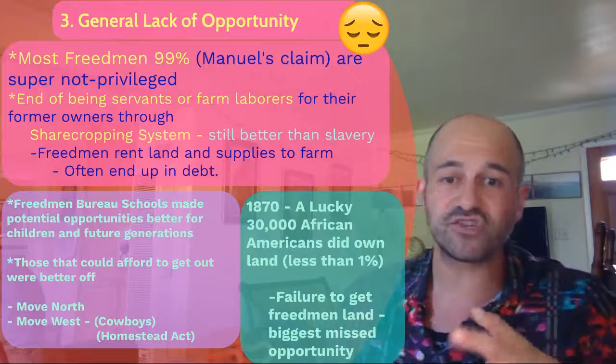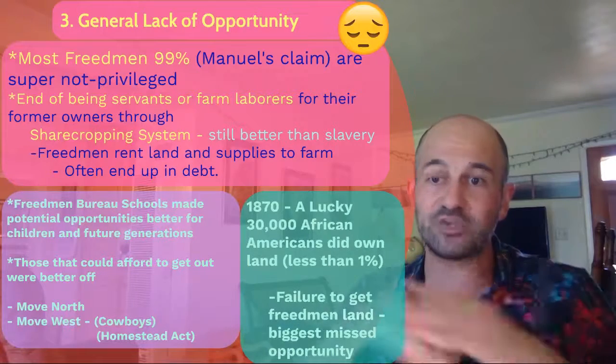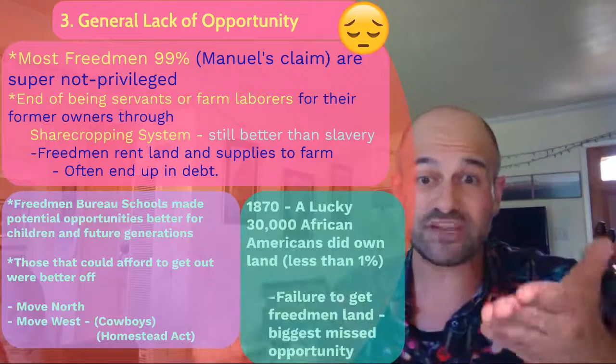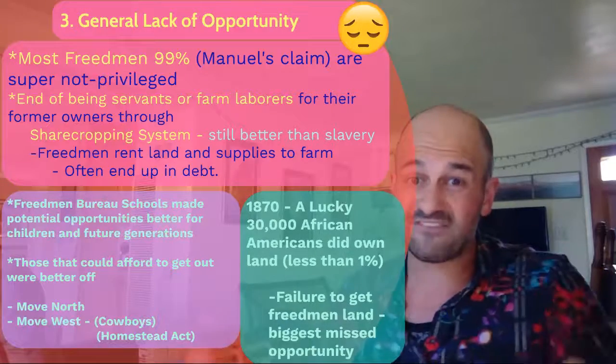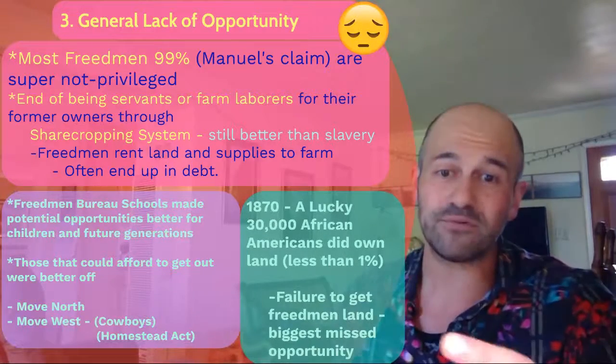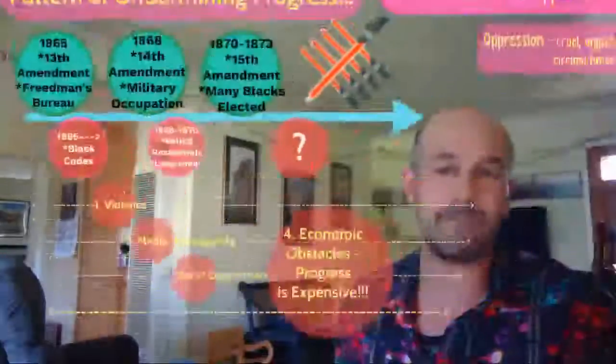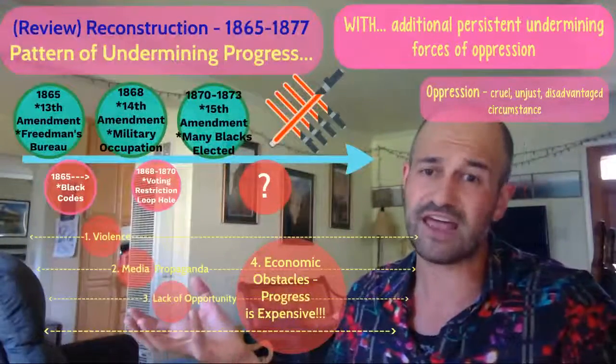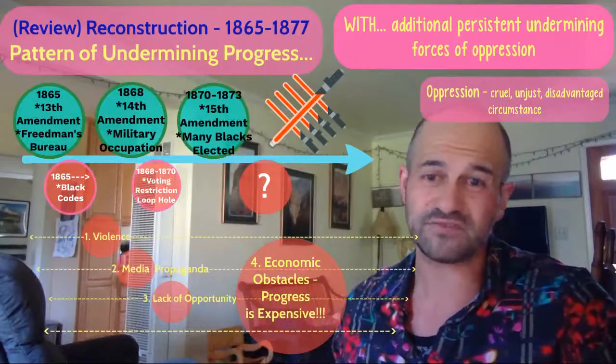So at the beginning of Reconstruction, when there was this big effort to redistribute land to the new freedmen, that really would have saved and helped out a lot of people, but it was a really, really big missed opportunity. So just general lack of opportunity, another kind of force of oppression.